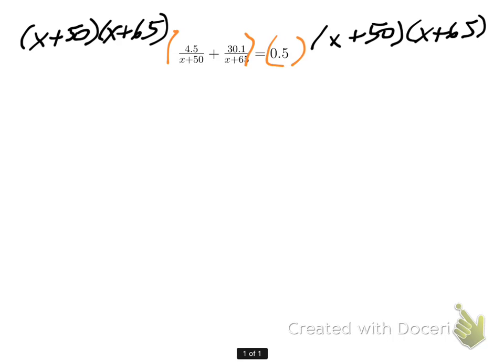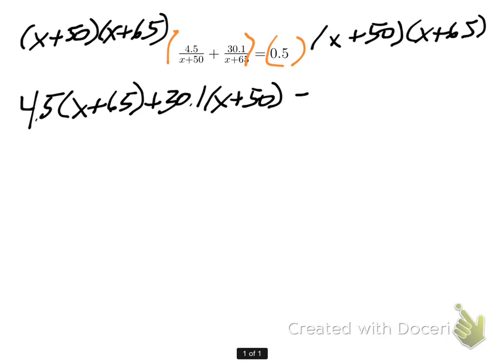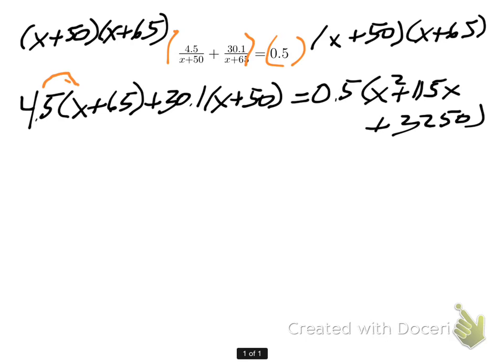Both sides are going to get it, but on the left, it's going to clear out the denominators. In the first term, the x plus 50 reduces, and you get 4.5 times x plus 65. In the second one, the x plus 65 reduces, and you get the 30.1 times x plus 50. On the right, there's nothing to reduce, so you get 0.5 times the product of those two binomial factors, and x plus 50 times x plus 65 is x squared plus 115x plus 3250. And so those orange arrows are implying that we're going to distribute next. We're going to distribute those outside 4.5 times x and then times 65, and the 30.1 times x and then times 50, and the same on the right-hand side.